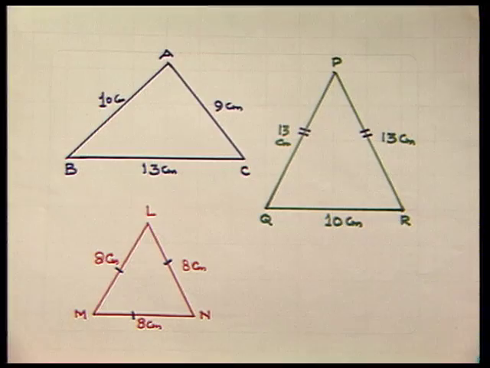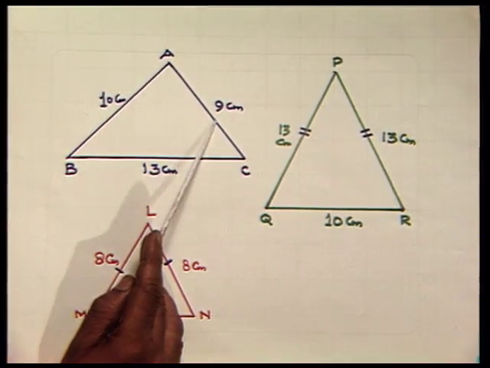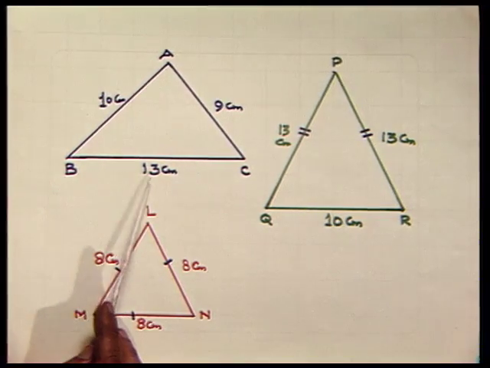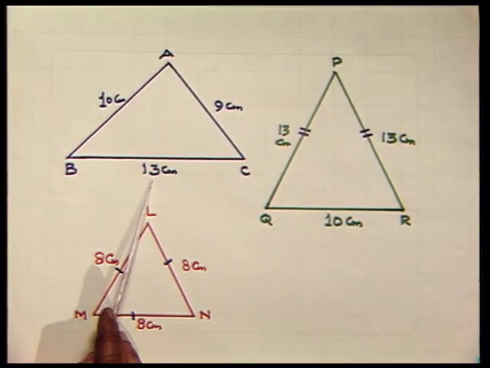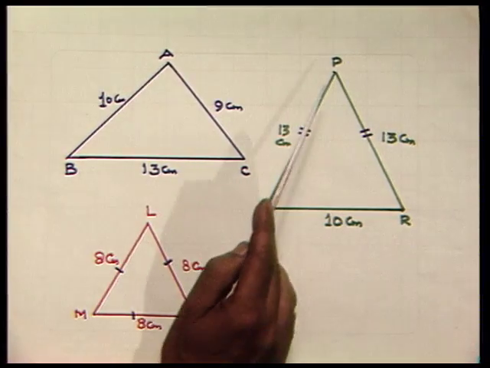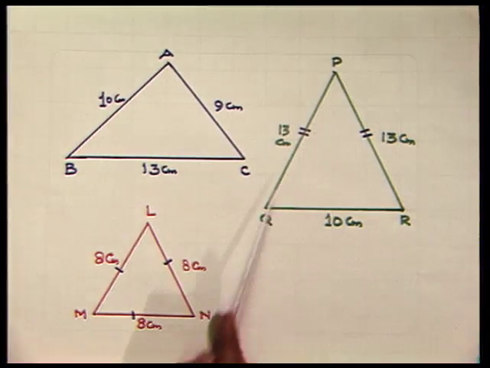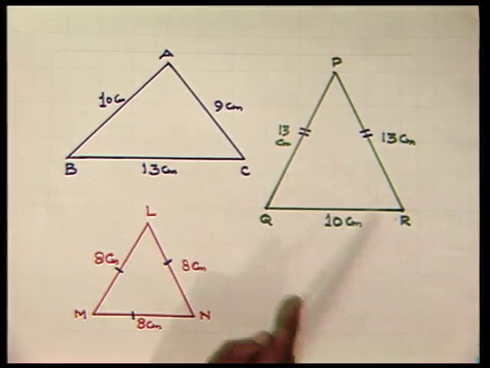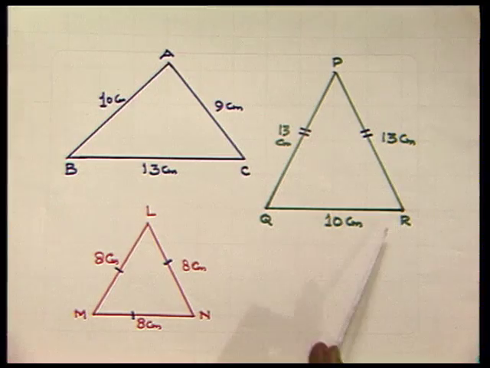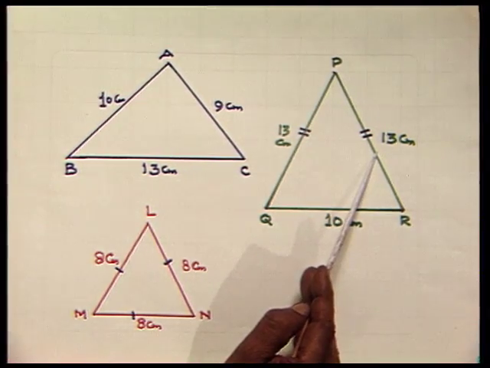Here this triangle ABC has sides 9 centimeters, 10 centimeters and 13 centimeters. That is, the length of all the sides is different. So, such a triangle is called a scalene triangle. In the triangle PQR, we have side PQ equal to side PR, each is 13 centimeters, and QR is 10 centimeters. That is, these two sides are equal in length. Such a triangle we call an isosceles triangle.